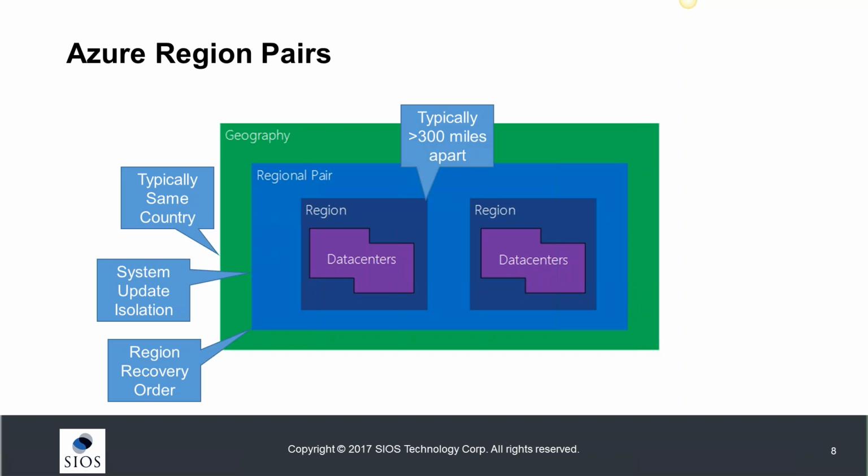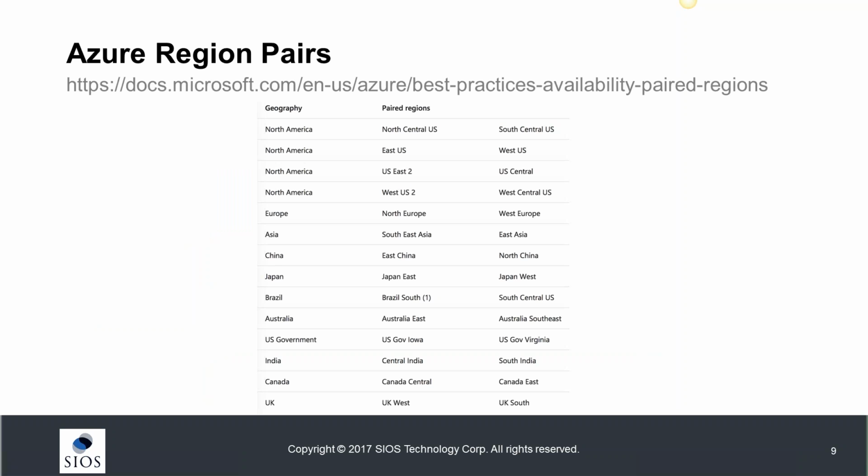And these region pairs are typically greater than 300 miles apart to, again, isolate from those natural disasters. It's not always possible. The UK is not large enough to have data centers 300 miles apart, so there's a 150-mile separation there. But typically, you're talking 300 or more miles apart between the different regions. Microsoft has this list of region pairs at the URL listed here where you can read all about this. In North America, they have four different region pairs.